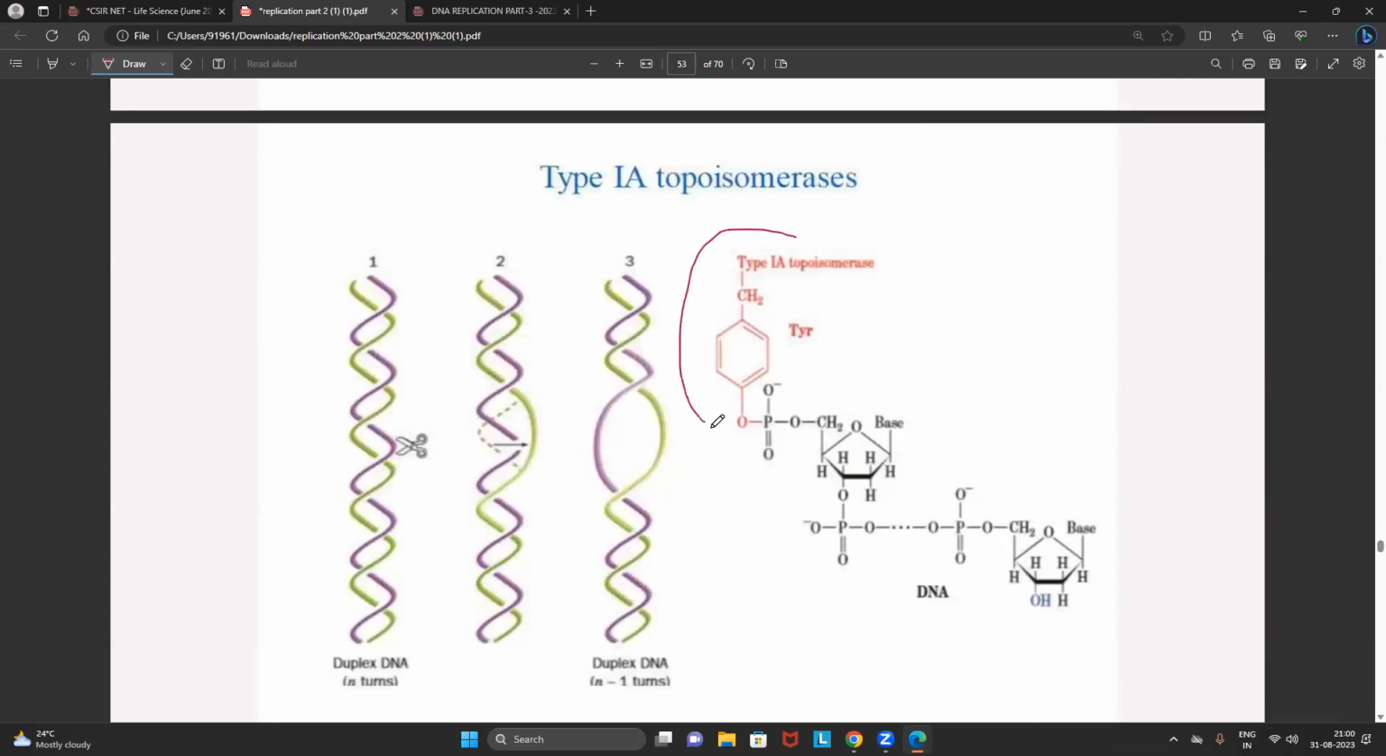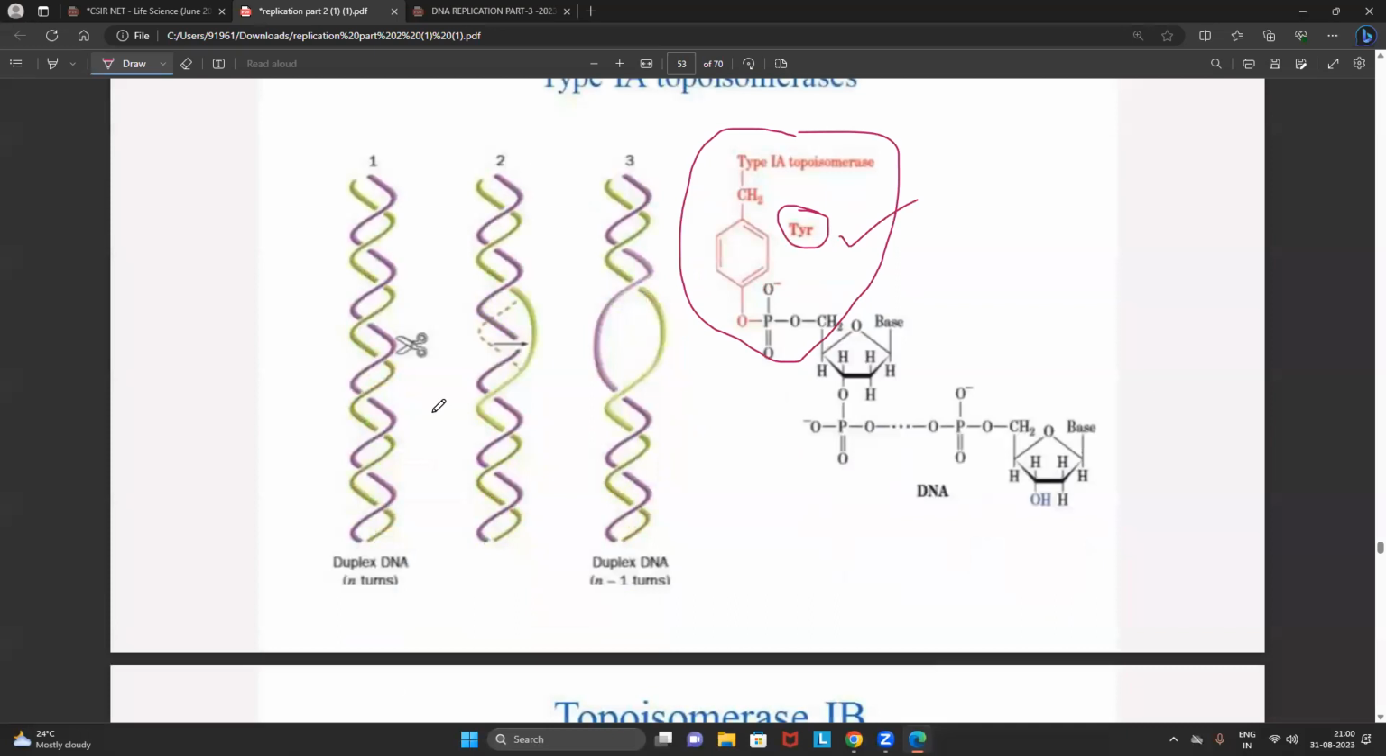This is the topoisomerase enzyme. Friends, again, they will ask the question in the exam: which of the following amino acids is present in the active site of topoisomerase? It is the tyrosine. Every student look into the picture correctly. This is the DNA. Now you see this. Tyrosine has an OH group, right? Every student knows oxygen has a lone pair of electrons.